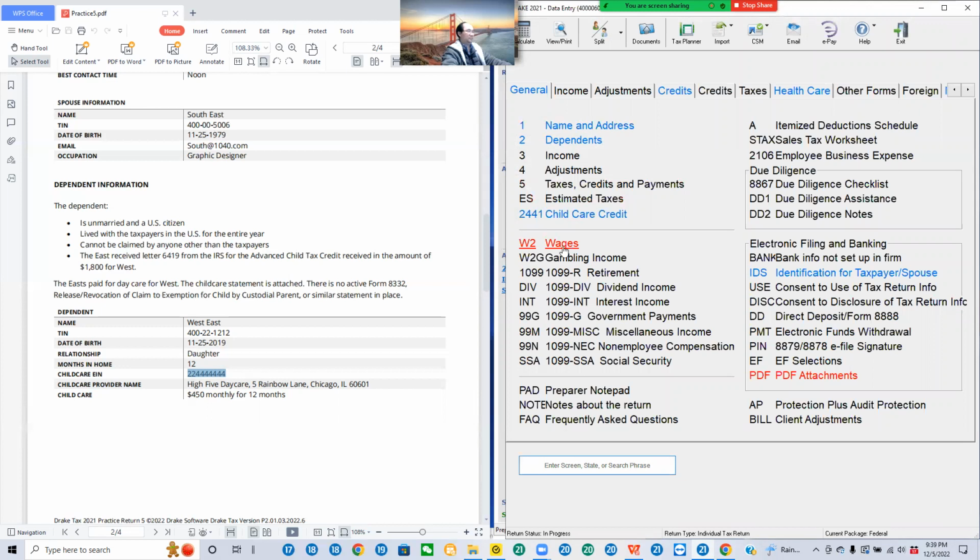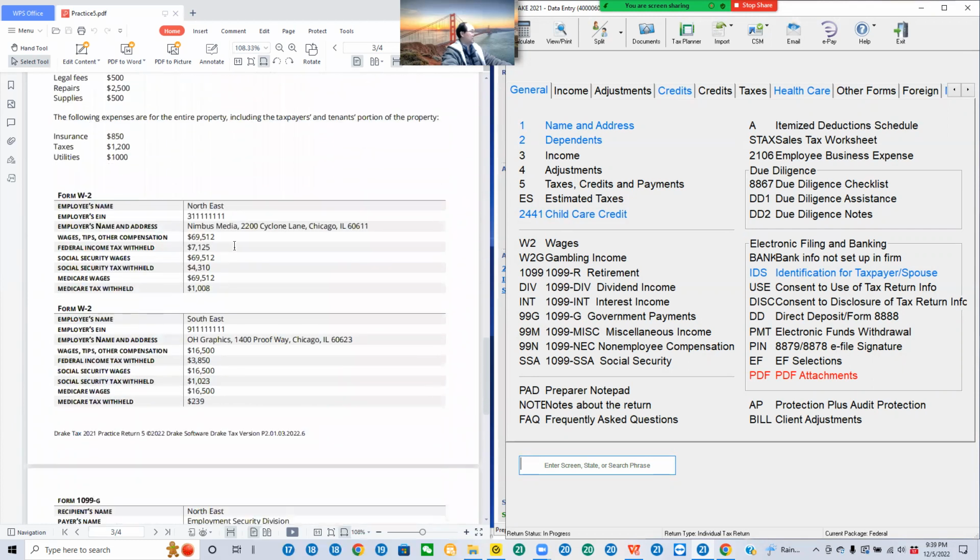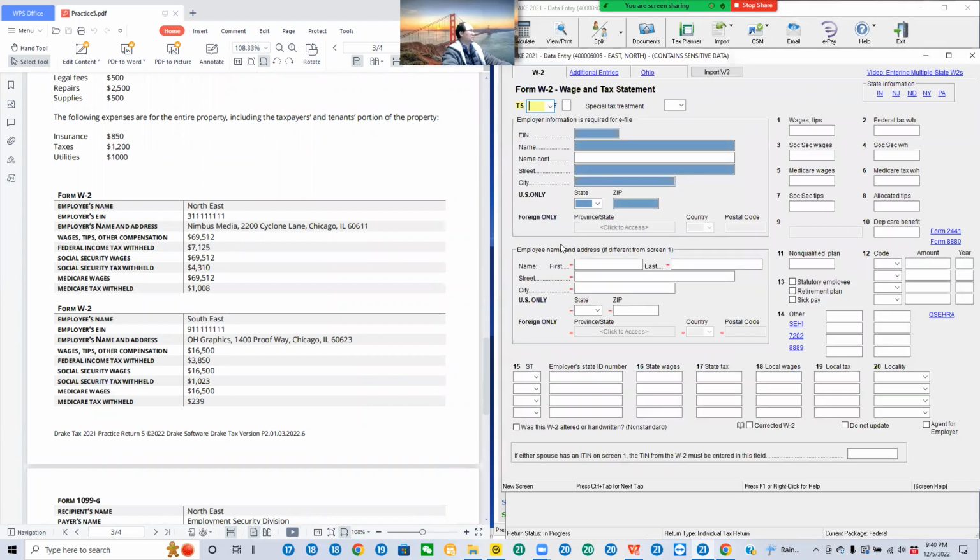Now we go to here. Ours is to input the wages, right? So here there's W2. There are two W2. So the first W2 belong to North East. North is taxpayer. The EIN of that is 3.